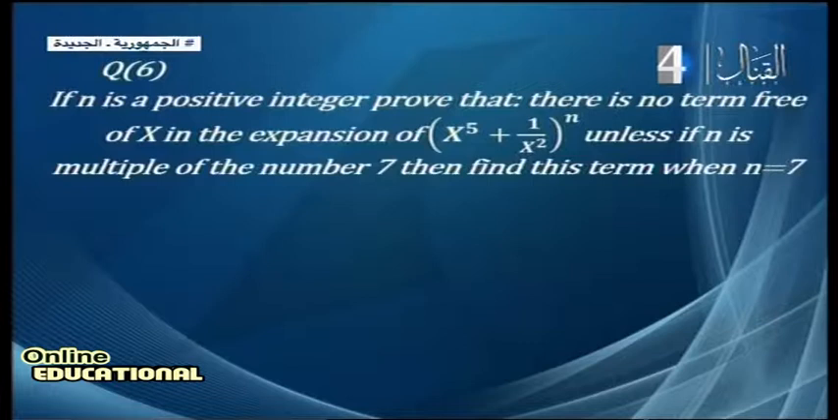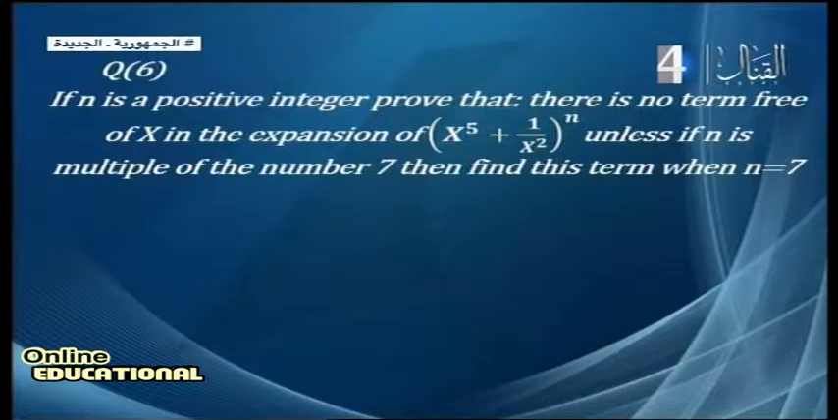Another example. If n is a positive integer, prove that there is no term free of x in the expansion of (x power 5 plus 1 over x power 2) to the power n, unless n is a multiple of the number 7. Then find the term when n equals 7. My dear student, what do you mean? There is no term free.